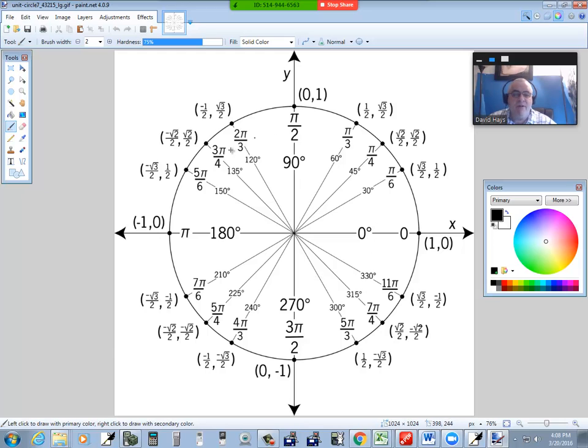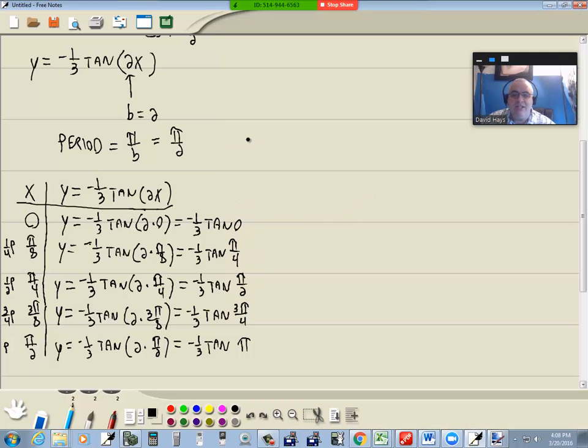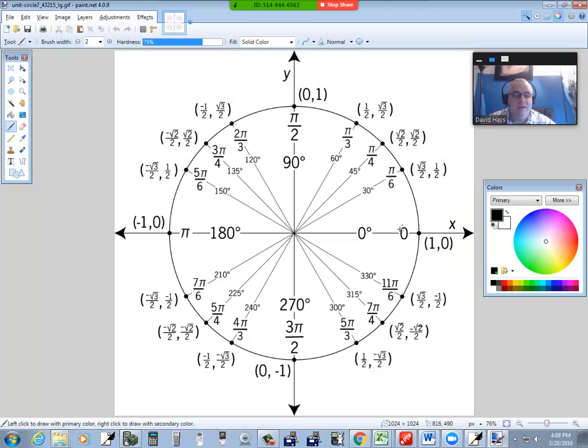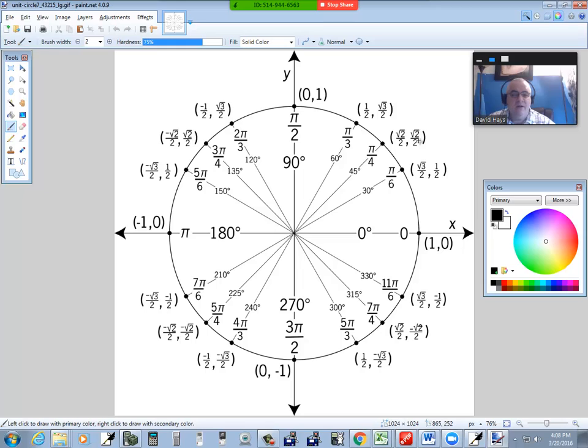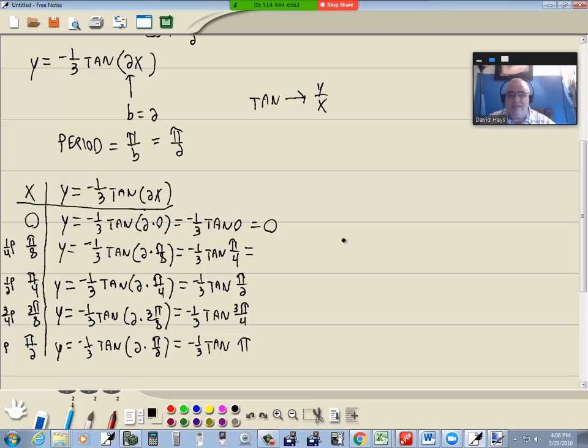Okay, so we're going around our unit circle here. Remember, tangent is y over x. So I look at tangent of 0. Well, here's 0, y over x, 0 over 1 would be 0. 0 times negative 1/3 is 0. Tangent of pi over 4: y over x, square root of 2 over 2 over square root of 2 over 2 is 1. So this would give us negative 1/3 times 1, or negative 1/3.